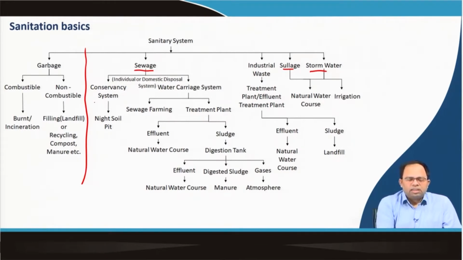So, one is called a conservancy system and then there is the water carriage system. These are the primary differences, but there are other categories as well. In the conservancy system, we will go into the details later on, but these are the old systems, I can tell you. And usually you find them in villages and other places where there is no network of pipelines and sewers and so on.